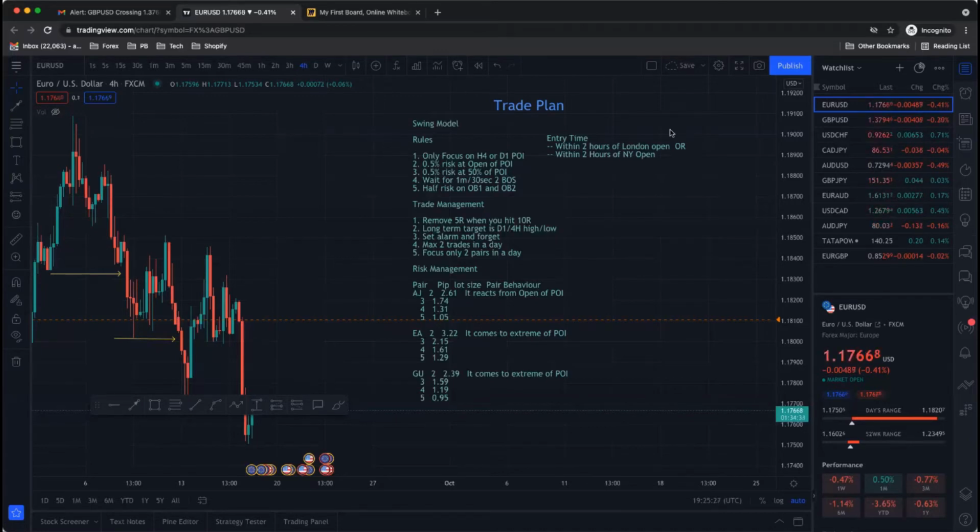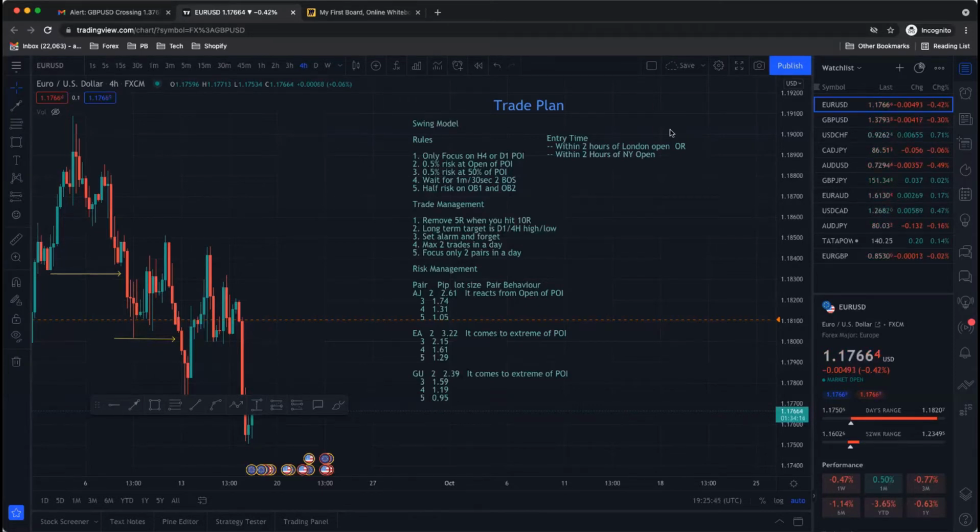So what are the rules? Before that, this is a sample plan. You can make your own plan and backtest it. How to backtest and all these things, we'll cover a little bit later in this video.